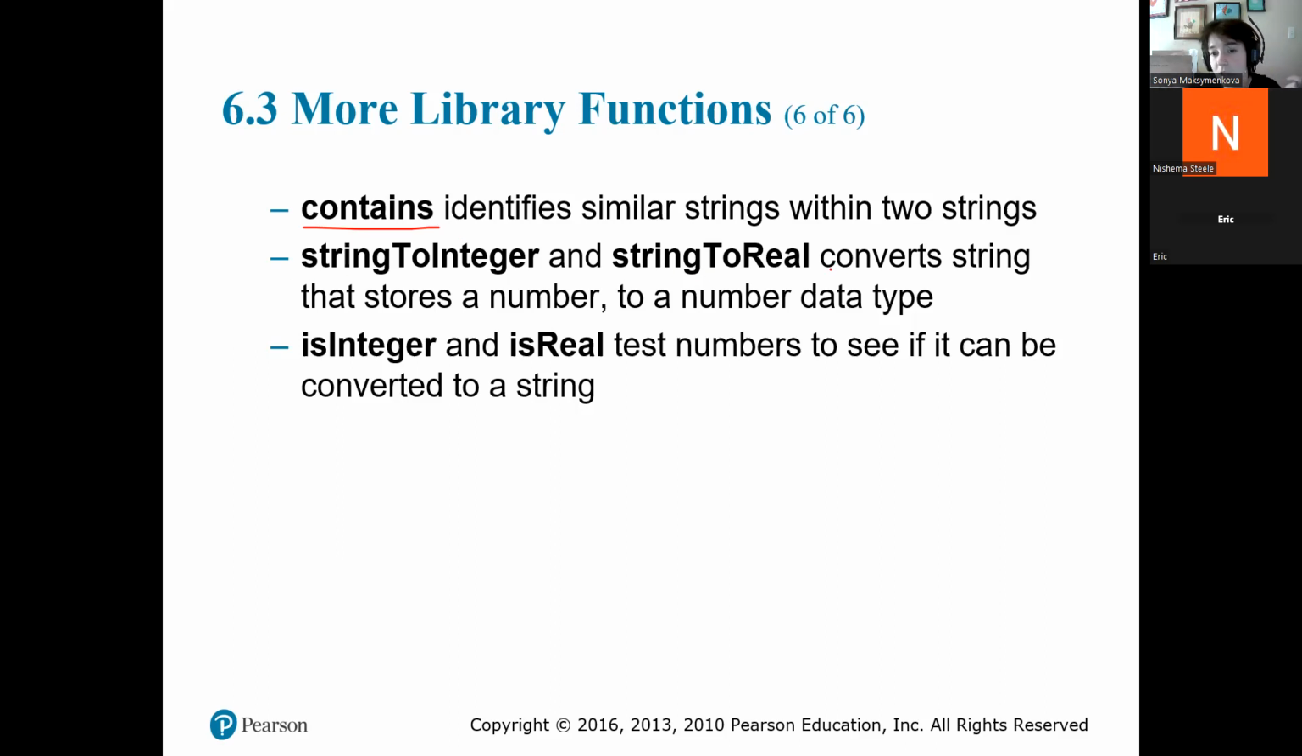Now, string to integer, string to real is just going to convert your string that stores a number to a number data type. So for example, if you're storing 14 as a string, you would use string to integer to convert it to integer. So you could use it in future calculations. And then isInteger and isReal would just test your numbers and see if you can convert them. So for example, let's do 14, you will run isInteger on this number, and it's just going to return true, which means that you can convert it.